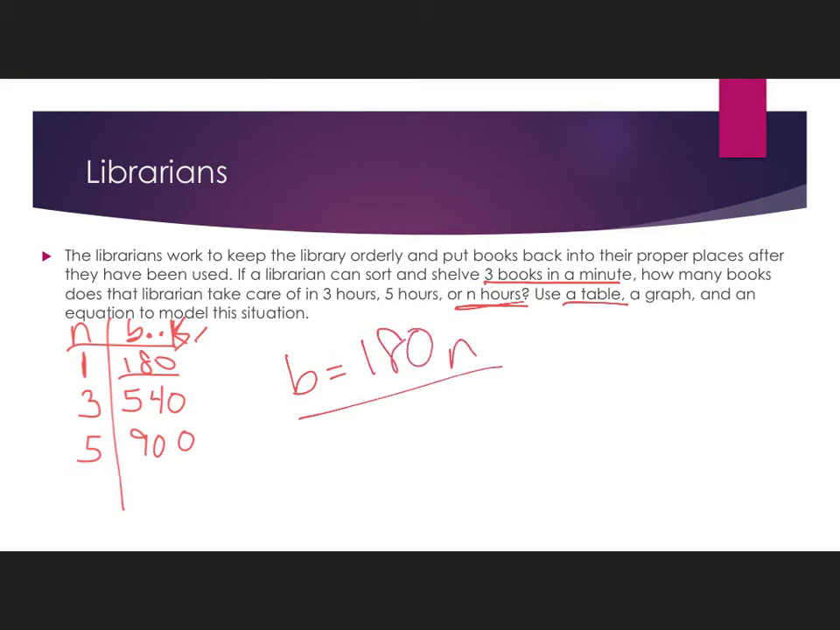What would a graph of this look like? Well, it's going to be a proportional relationship of 0, 0, and it's going to be 180 per. But is it actually a line? Or is it going to be dots? Can we check it at any time? Yeah?